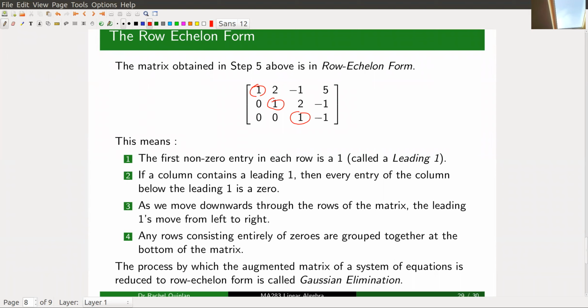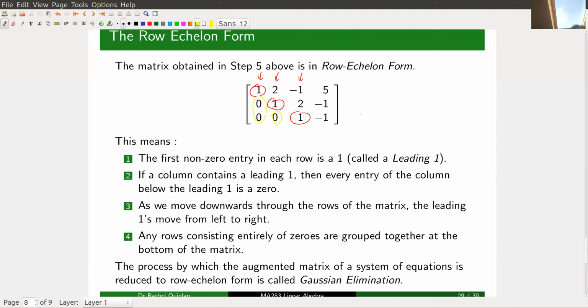column which contains a leading 1, and in this particular example, the leading ones are all circled in red now, so the columns that contain leading 1s are columns 1, column 2, and column 3. Then any entries in that column below the leading 1 must be zeros. So for example, in column 1 here, we have that leading 1, and here we have 2 zeros underneath it, so they are required to be 0 for a row echelon form. The third leading 1 is already in the last row, so there's nothing under it, so that's okay.